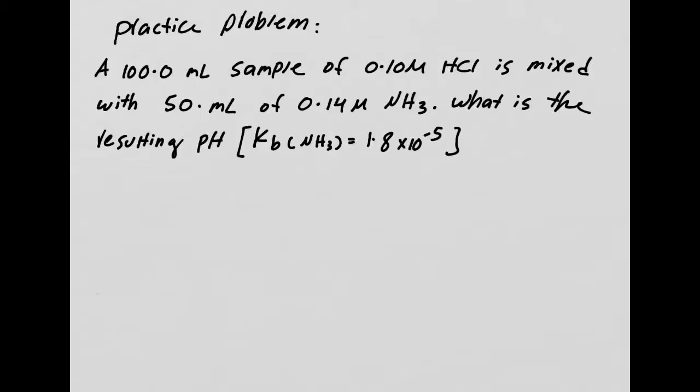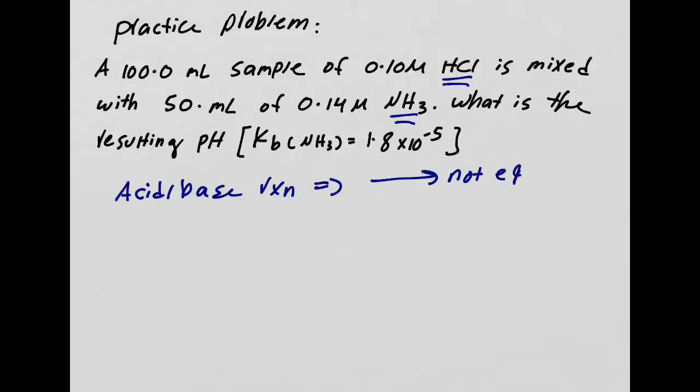Now in this problem, if you look at it, I am mixing hydrochloric acid with ammonia. What type of reaction is this? I'm mixing an acid with a base. So what I have here is an acid-base reaction. I'm adding an acid and base together. And remember, every time you have an acid-base reaction, you have a single arrow.